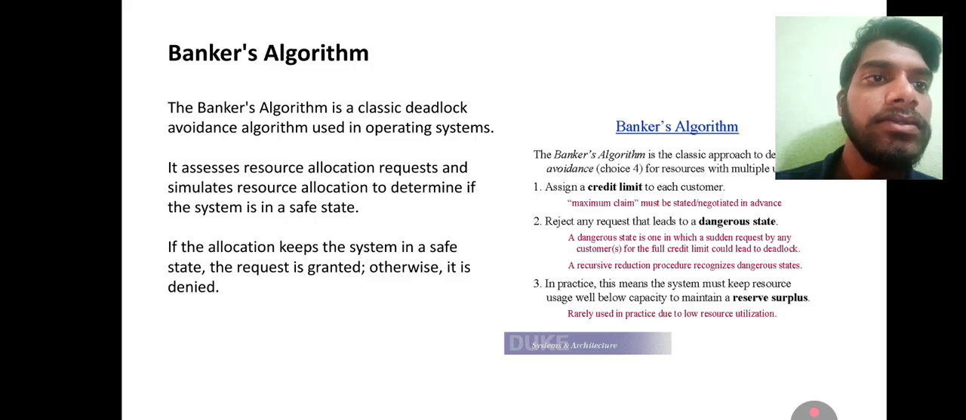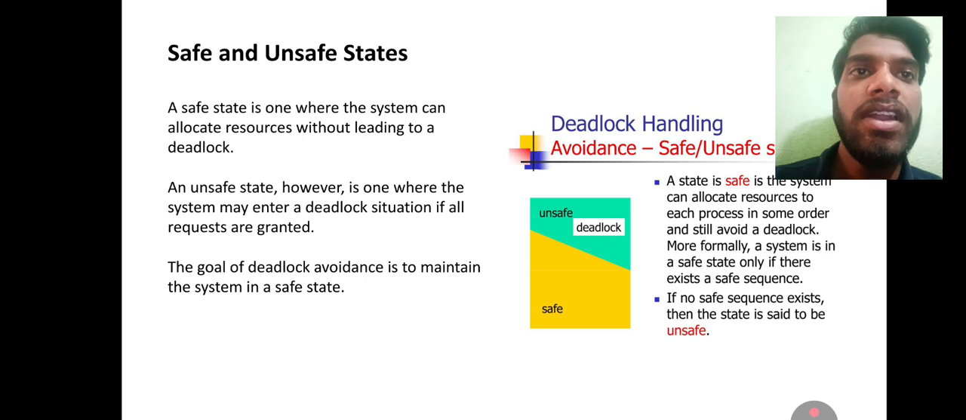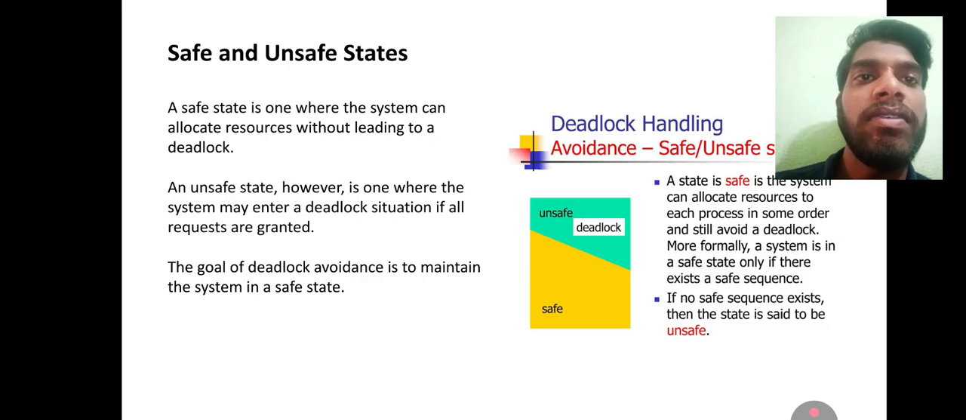Safe and unsafe states. A safe state is one where the system can allocate resources without leading to a deadlock. An unsafe state is one where the system may enter a deadlock situation if all requests are made. The goal of deadlock avoidance is to maintain the system in a safe state.